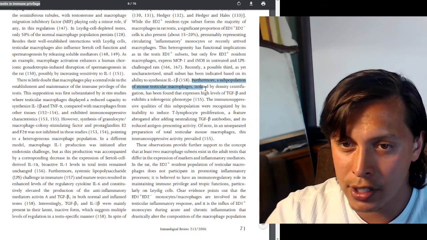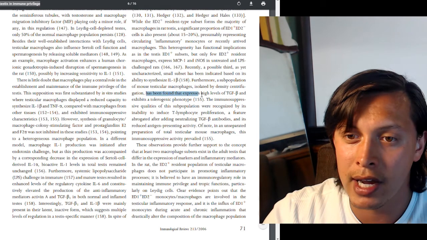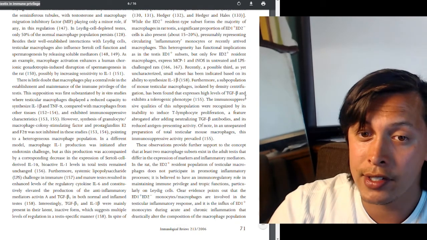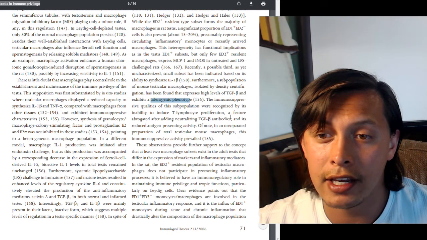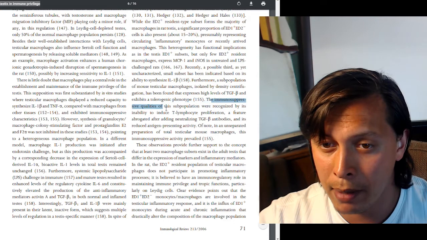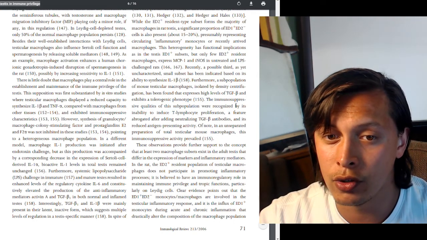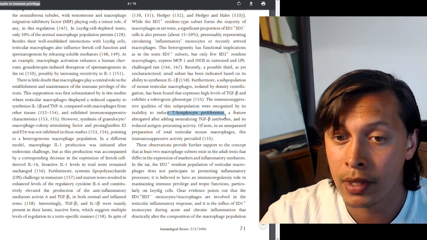And then there's another subpopulation isolated by centrifugation that has been found to express high levels of TGF-beta, and it exhibits a tolerogenic phenotype. The immunosuppressive qualities of this subpopulation were recognized. We could figure this out because it wasn't able to induce T lymphocyte proliferation.